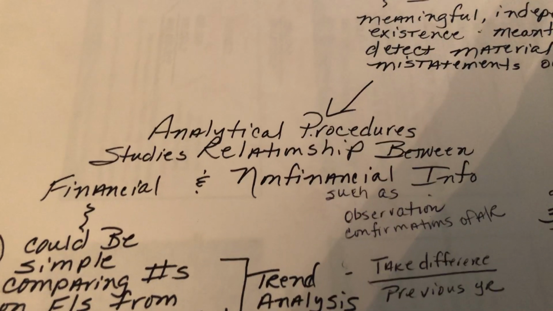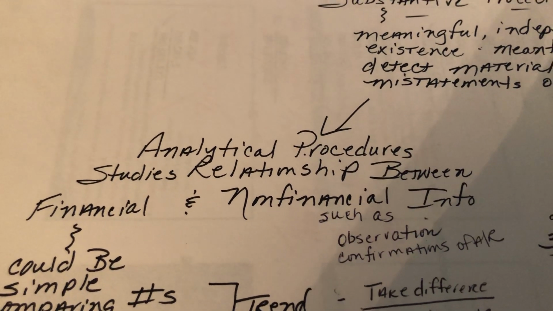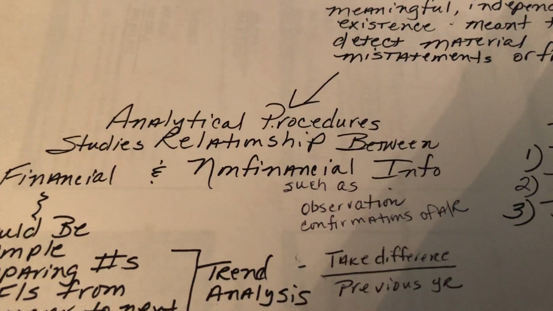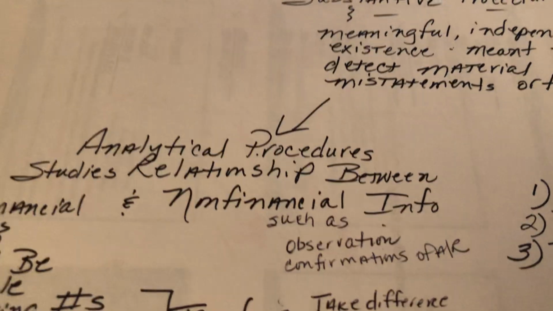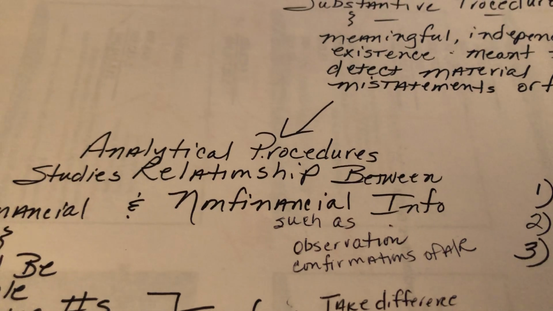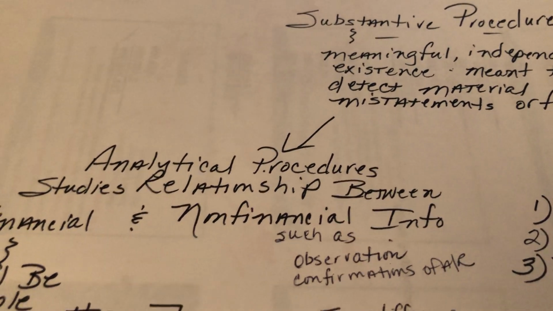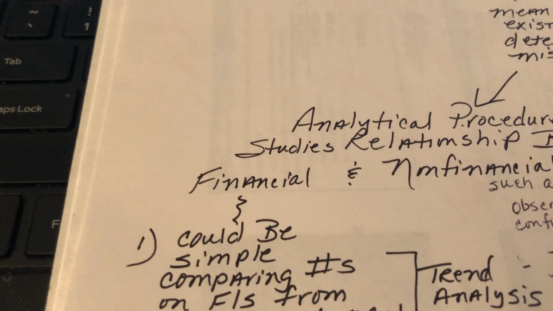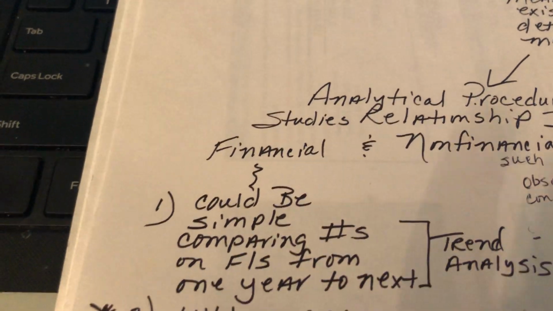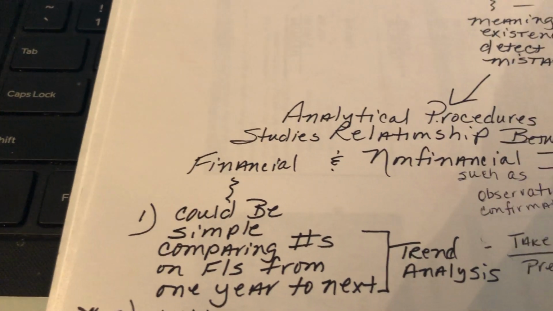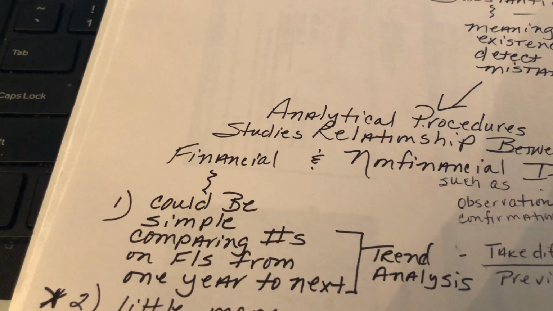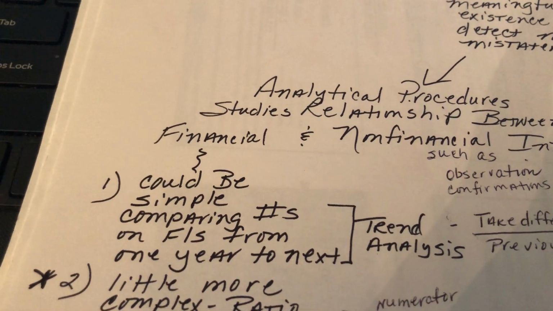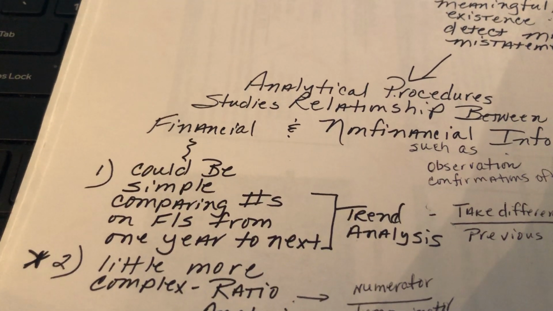Now, under analytical procedures, we have two types, financial and non-financial. Non-financial would be things like observation, walking around, looking at how they do the mailroom, sending out confirmations of accounts receivable. But our focus is going to be on the financial aspect, and there are three categories of financial. First of all, there's what we call trend analysis, and that is comparing from one year to the next.